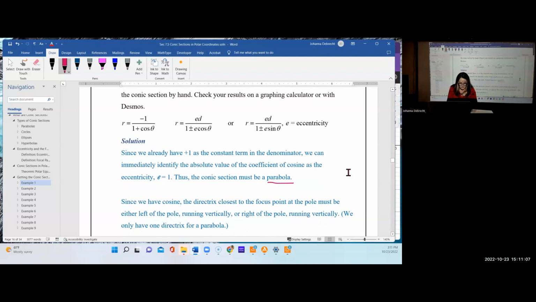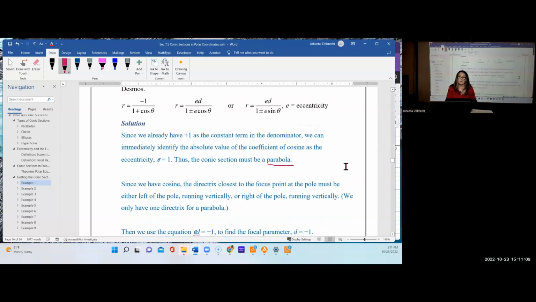All right. The next thing that I want to do is figure out which way it's running. I have cosine in the equation, so that must mean that it's running either left or right, right? If it were sine, it would be running up or down. But because it's cosine, it's got to be running left or right. Where would the directrix line be then?